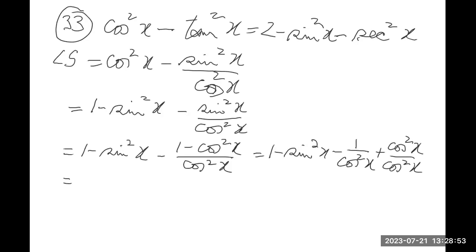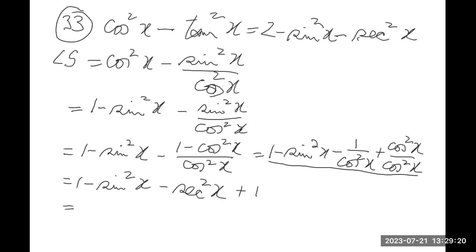And then this becomes, I'm going to keep the 1 minus sine square x. And then 1 over cosine square x is secant square x. And cosine square x over cosine square x is 1. And then I can add the two ones and it becomes 2 minus sine square x minus secant square x. And that is the right side.